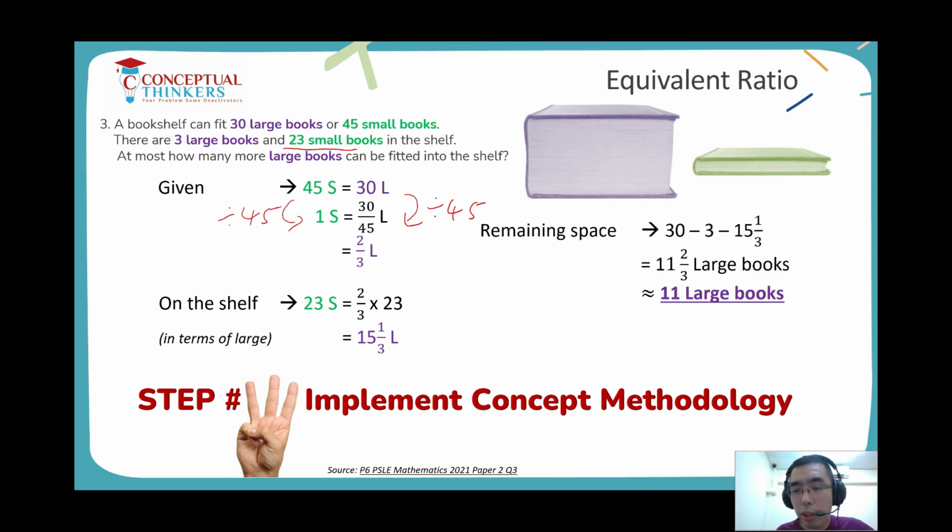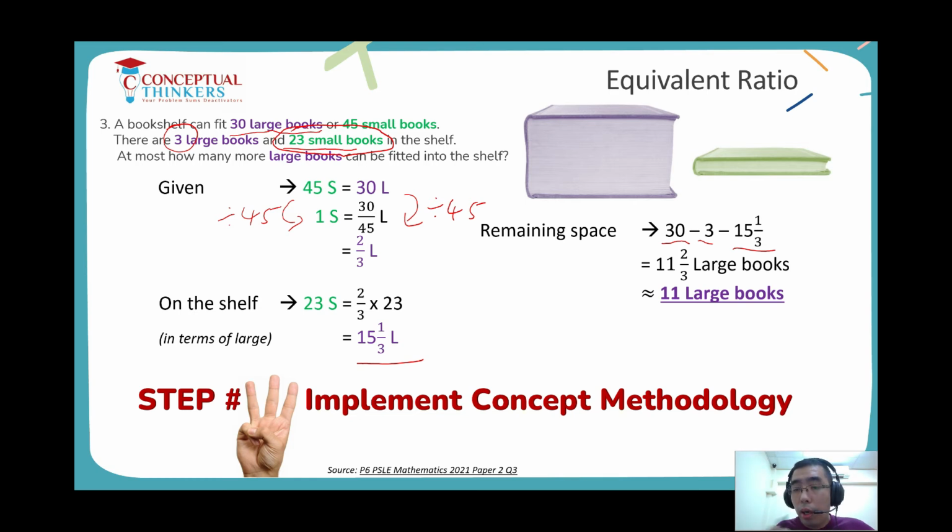So let's calculate what is the space remaining. When it's empty, we can put 30 large books. That's how we get the 30 here. Then currently there are 3 large books there. So if we remove away 3 large books, then we have to consider these 23 small books. And if we convert them to large books, it will be 15 and 1/3. This means that the remaining space left over will be 11 and 2/3 large book.